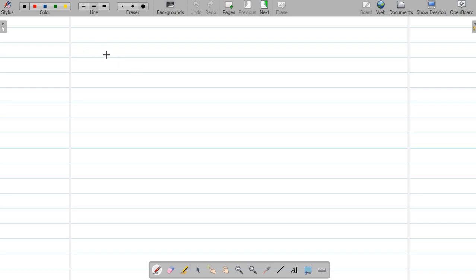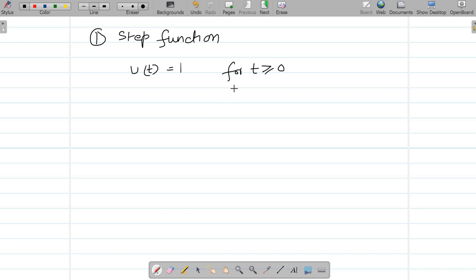Let us do the signal modeling for each of the elementary signals. So the first signal that we are going to take up is the step input, or the step function. The signal model for the step function is defined as u of t is equal to 1 for t greater than or equal to 0, and is equal to 0 for t less than 0.